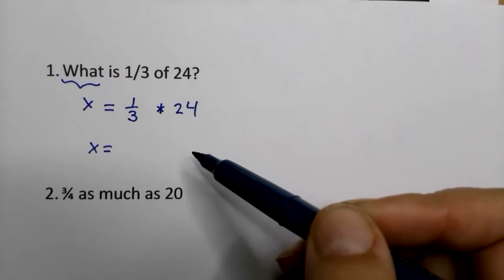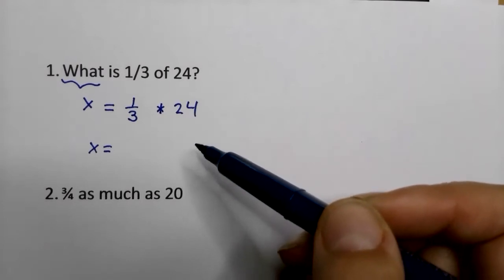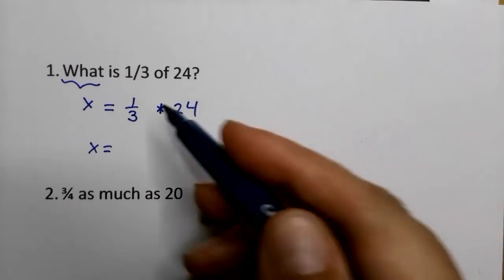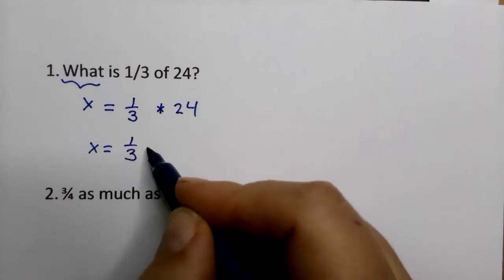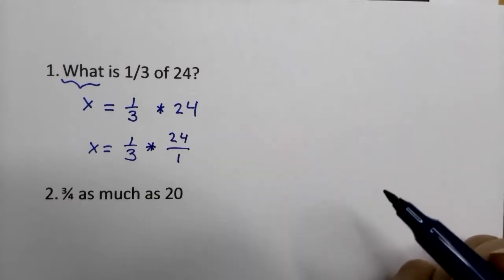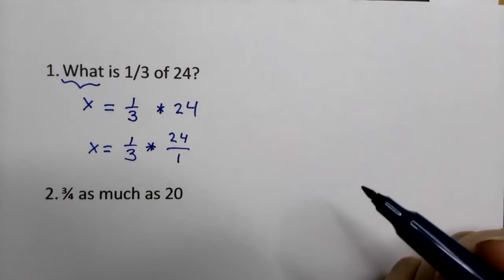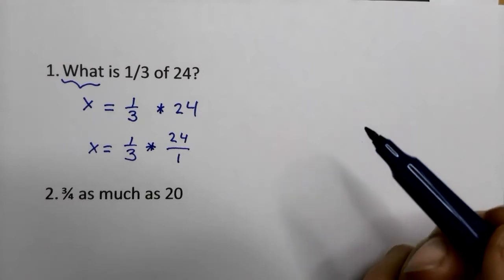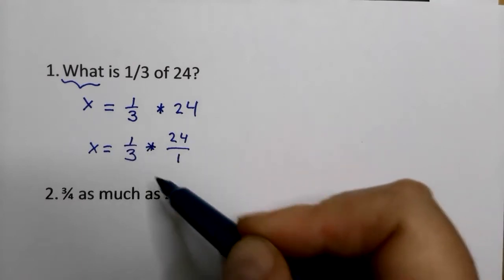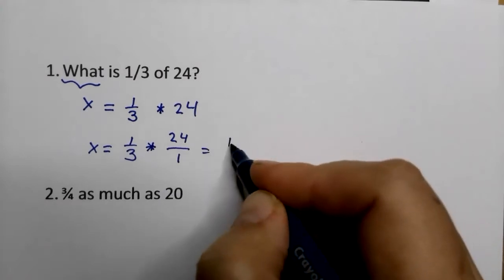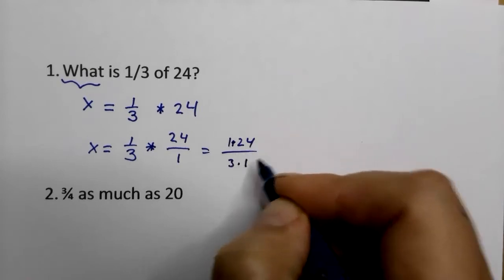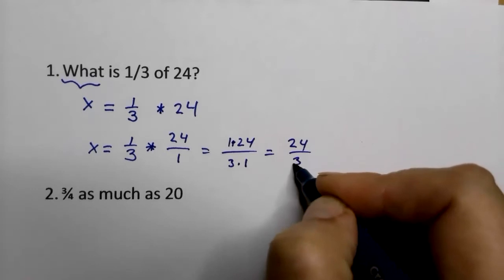But let's actually review how to do that without the calculator, using our knowledge of how to multiply fractions. Well, first of all, you need to convert 24 into a fraction, and you do that by adding a denominator of 1. You can turn any whole number into a fraction by adding 1 on the bottom. Then the multiplication of fractions tells us that you need to multiply numerators and multiply the denominators. So you're going to have 1 times 24 over 3 times 1. So that's 24 over 3.